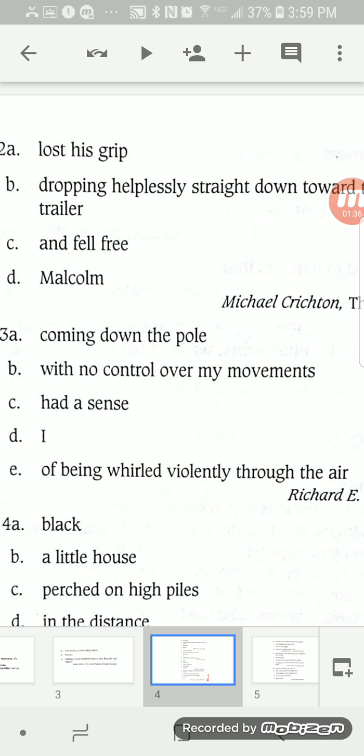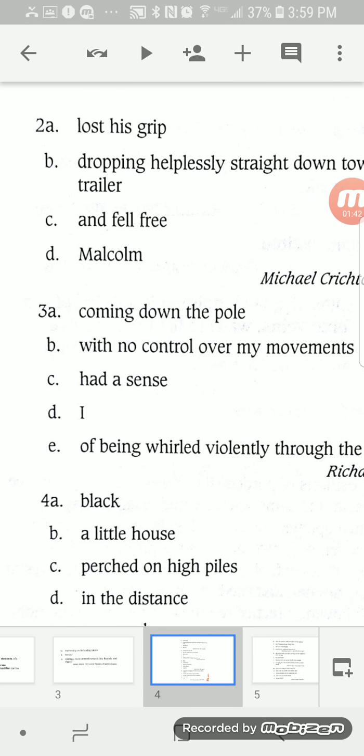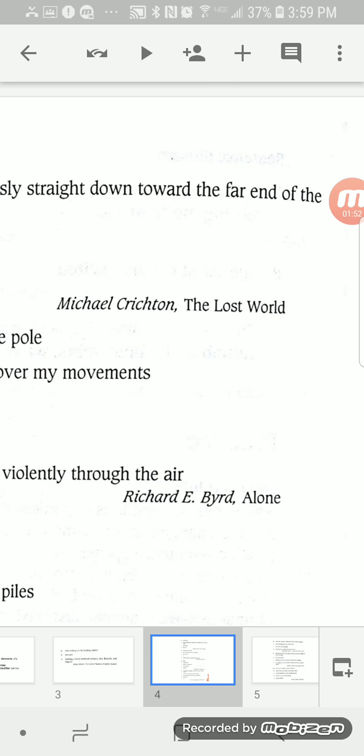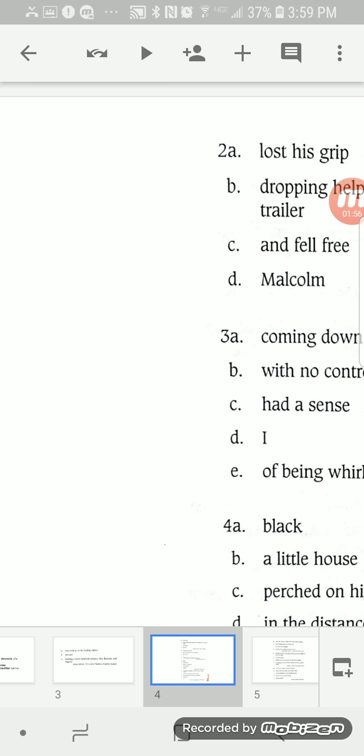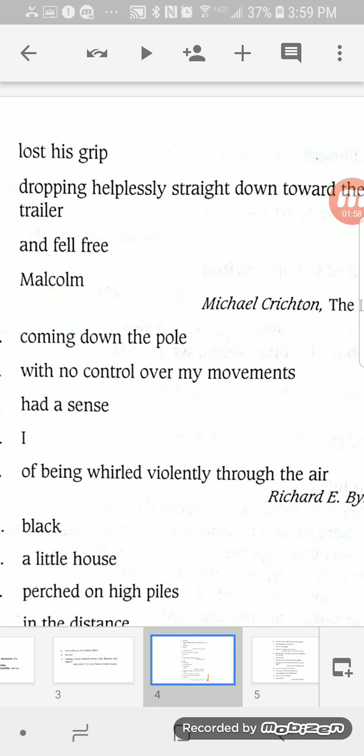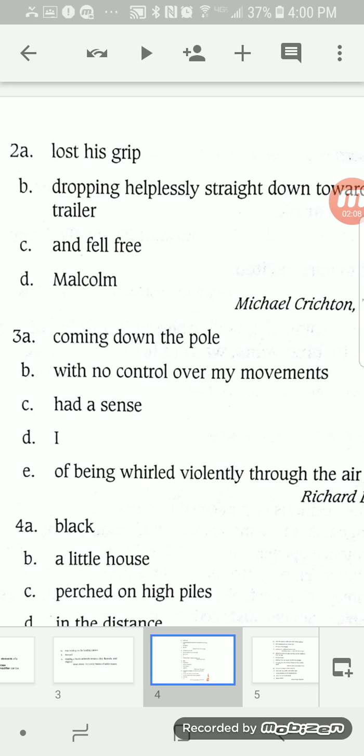You can either put that ing phrase at the beginning: dropping helplessly straight down towards the far end of the trailer, Malcolm lost his grip and fell free. Or you could put it in the middle, between the subject and the main verb phrase: Malcolm, dropping helplessly down straight towards the far end of the trailer, lost his grip and fell free. Or you could put it at the end: Malcolm lost his grip and fell free, dropping helplessly straight down towards the end of a trailer.